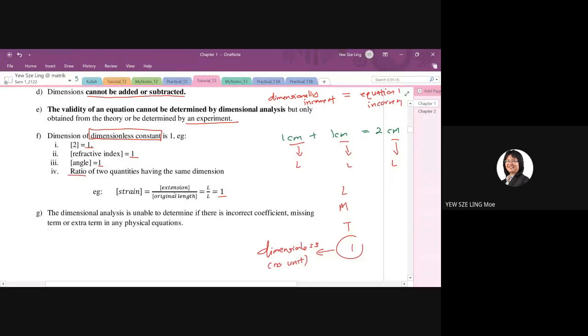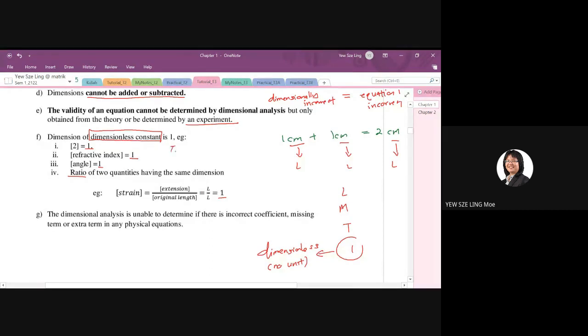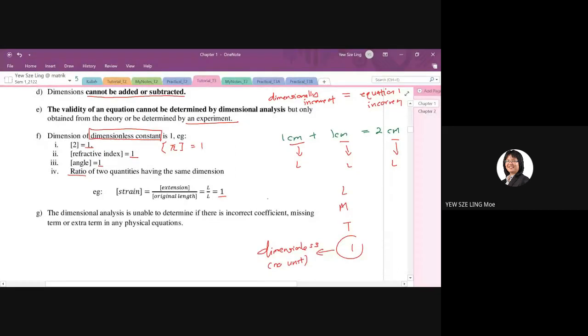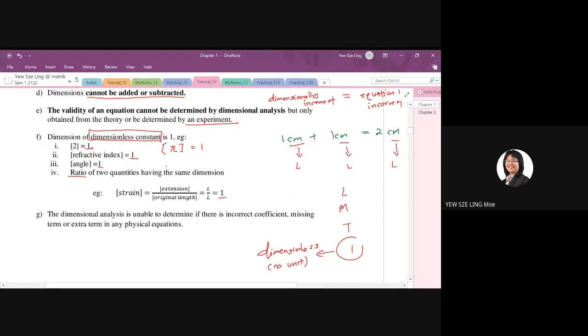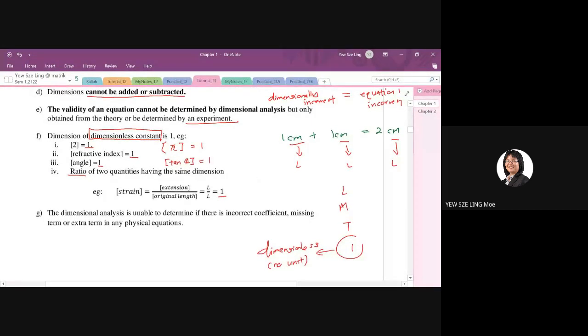Okay, now there are a few things that I want you to take note of as well. Sometimes you'll be given pi. Pi is just a value, so the dimension for pi, again, is also equal to 1. Another common dimensionless scenario is tangent theta, cos theta, sine theta. They have no unit, therefore it's also equal to 1.